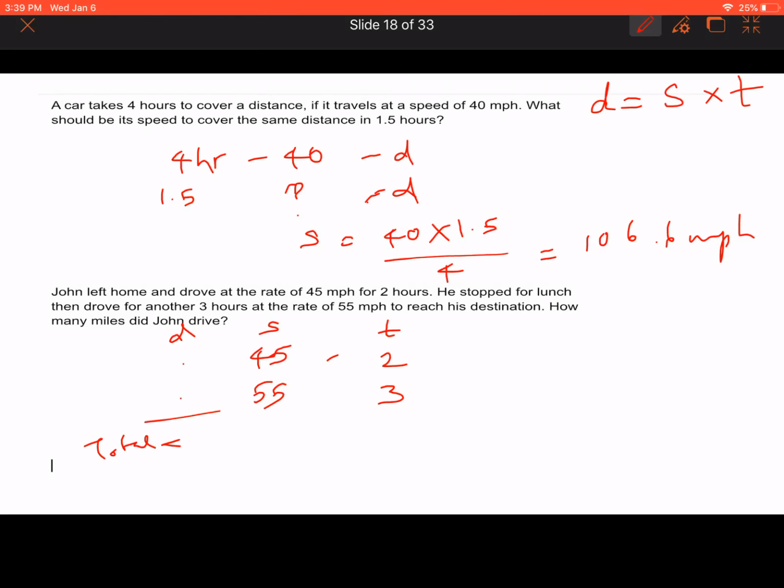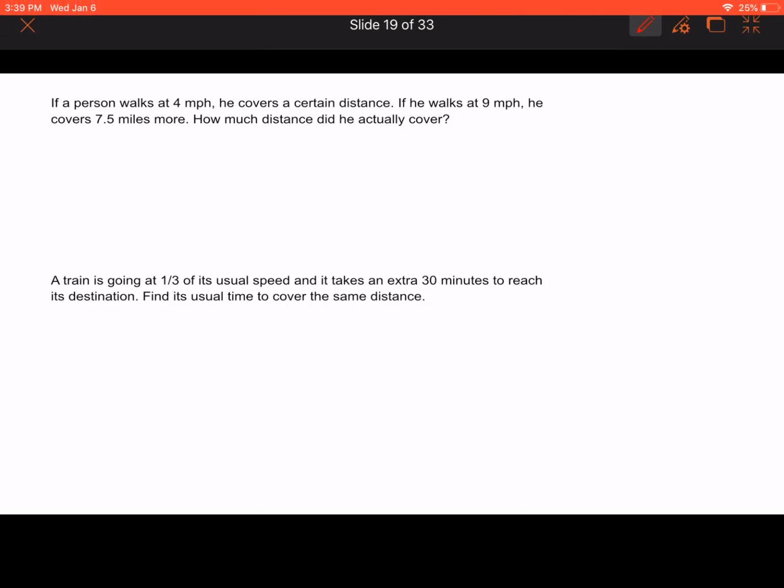So 45 times 2 is 90, 55 times 3 is 165. So the total distance he has traveled all through is 255 miles. You always have to keep an eye on the units. They all should be of the same type, that is, hours means hours, miles means miles per hour or something like that, not different units. Okay, we'll move on to the next problem.